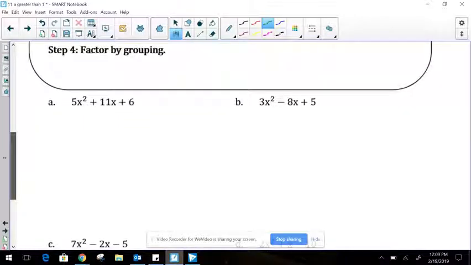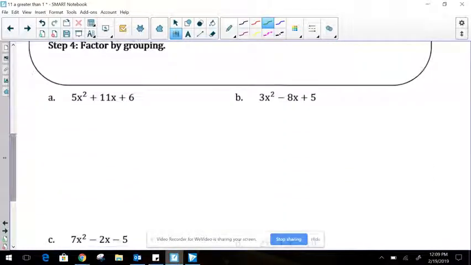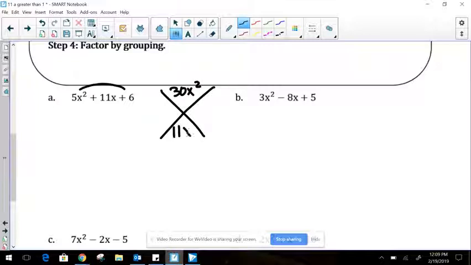So the first one here, we have 5x squared plus 11x plus 6. First thing we'll do is multiply first times last. Draw your x. So 5 times 6 is 30x squared. And then 11x is in the middle, or the bottom, sorry. Now I have to figure out which two numbers multiply to get 30x, but add to get 11.